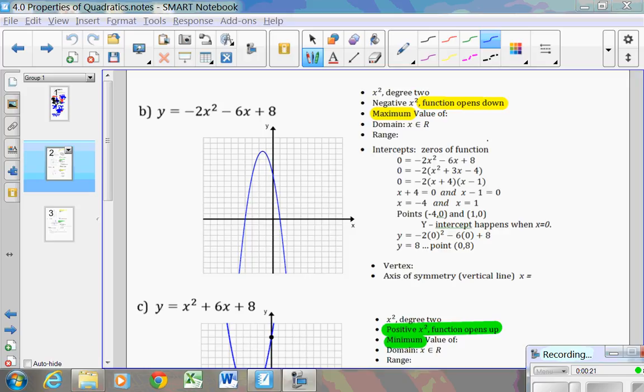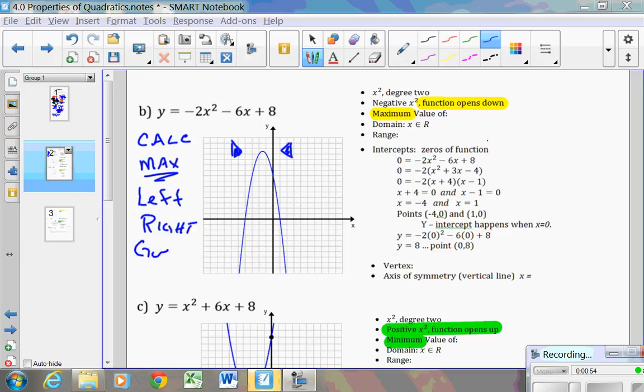Before we talk about the maximum, this is where we have to do some of your computer skills. If you want to try, go to that calculate area, and under calculate this time, you've got to pick maximum because you're going to find the highest point on the curve. You have to pick a left boundary, so again somewhere on the left side of the maximum, you're going to press enter so you get a triangle. And then somewhere on the right side of the maximum, you're going to press enter again so you get another triangle. Then you want to guess in between.